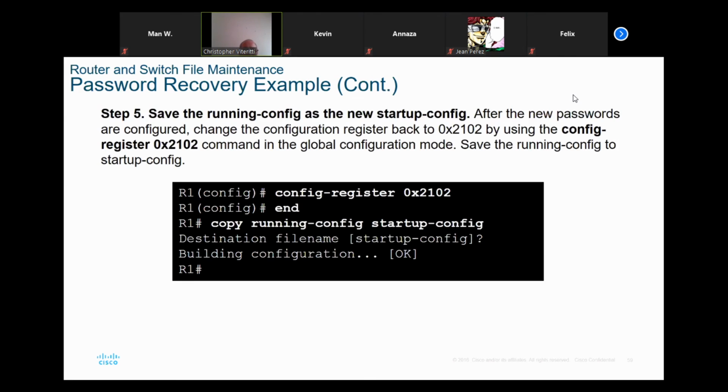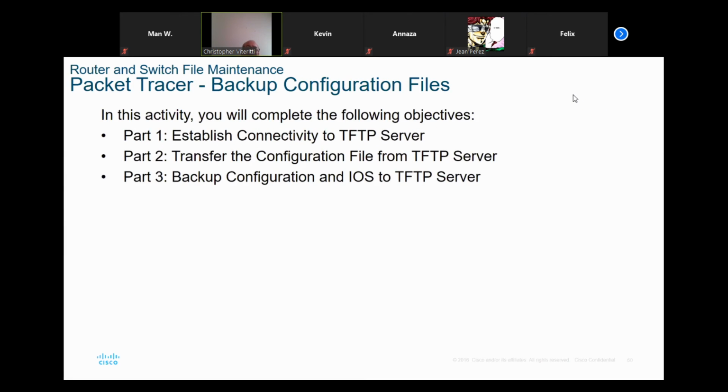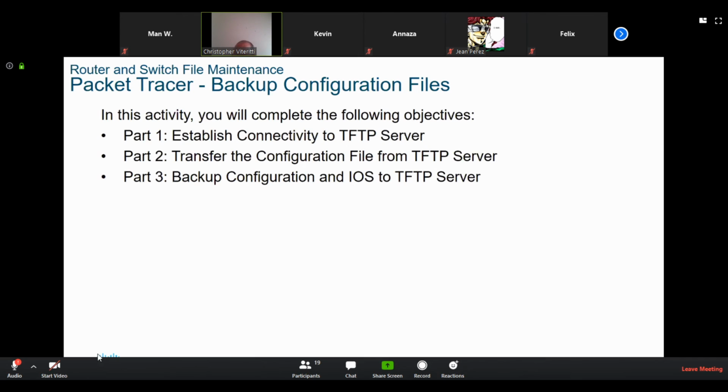Change the register to config register 0x2102. And then copy run start. Okay, there you go. Packet Tracer. Got a half hour to work with this one, so 2:35.